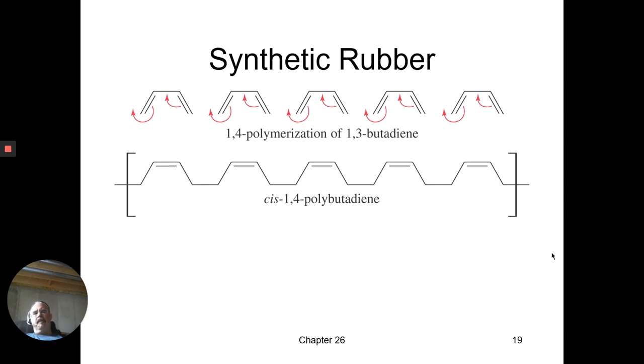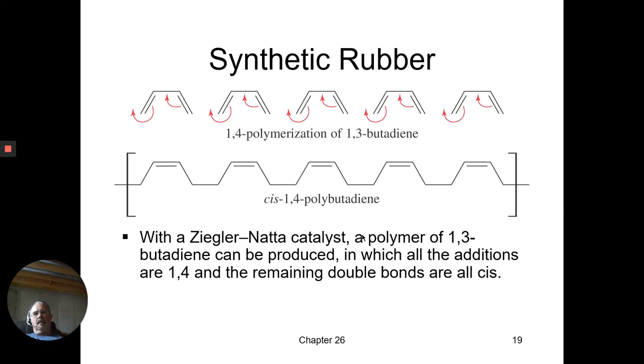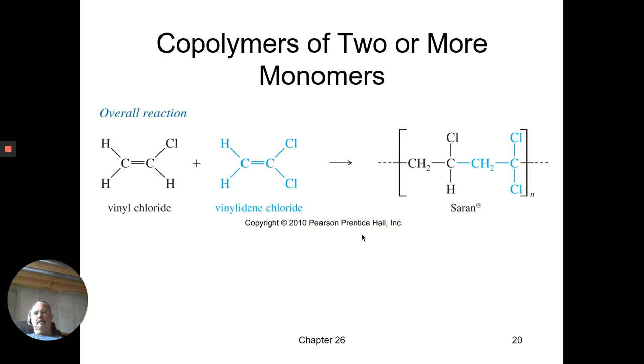Synthetic rubber. The difference here is that we don't have the methyl groups. Instead of isoprene, we're using butadiene as a starting material. With the Ziegler-Natta catalyst, a polymer of 1,3-butadiene can be produced, in which all the additions are 1,4 and the remaining double bonds are all cis. And this can also be vulcanized.